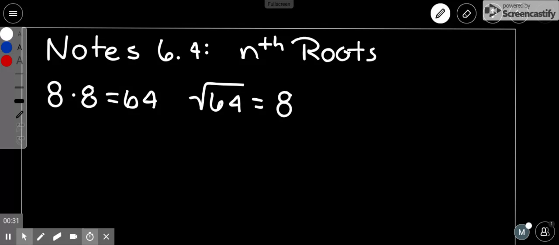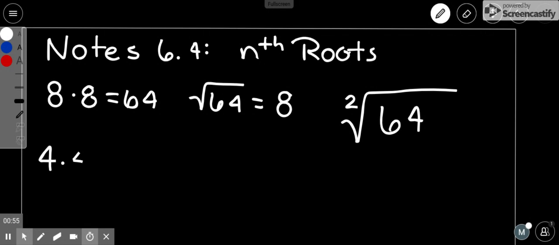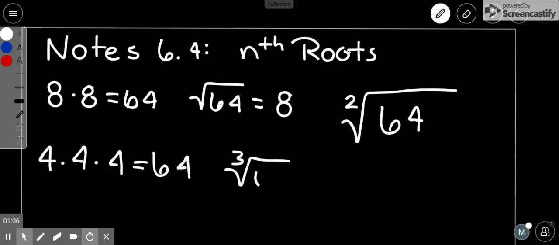Now, this symbol is called the radical sign. There is an understood index of 2 right here, which is telling you how many times a number should be multiplied together to get the radicand, which is the 64 that's underneath. If we were talking about 4 times 4 times 4 equals 64, well, we now have a number multiplied by itself 3 times. So we would say that the cubed root of 64 equals 4.